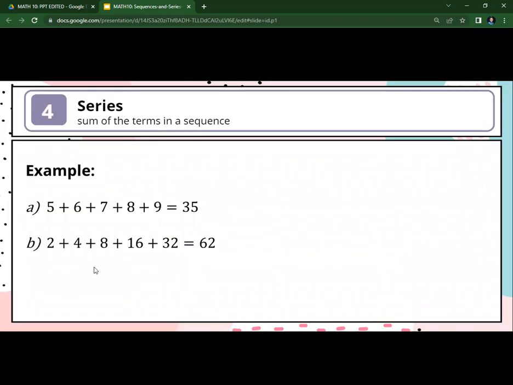Now, let's proceed with the series. So si series naman po, ito lang po ay pinag-add lang natin lahat ng ating sequence. So for example, this one, we have 5, 6, 7, 8, 9. Ito yung ating sequence. Now, if we add this all, 35 is what we call our series, which is the sum of the terms of a sequence.